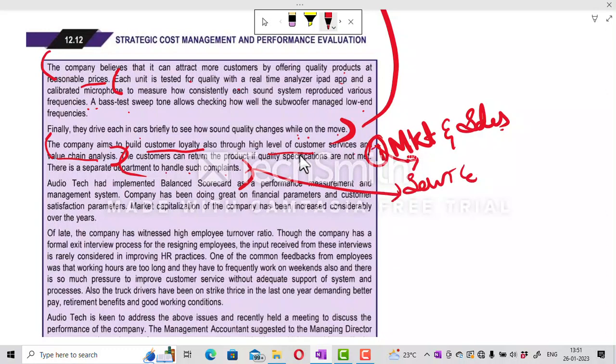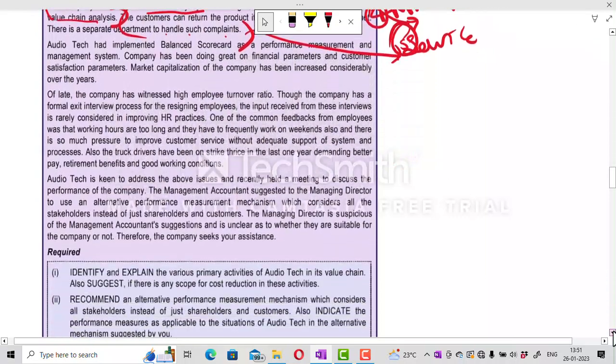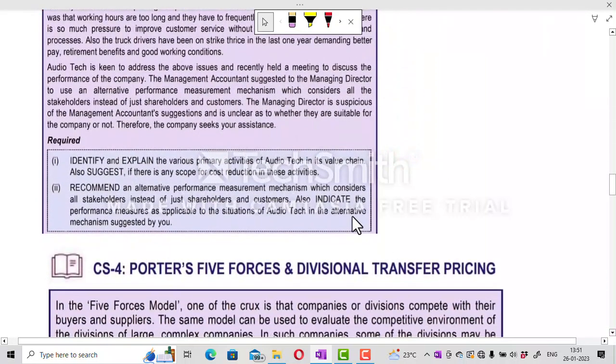See, this is the fourth one. This is the fifth activity. Audiotech implemented. So we are done with bifurcating all the primary activities into respective activities. And they are asking to suggest whether there is scope of cost reduction in these activities. Okay.